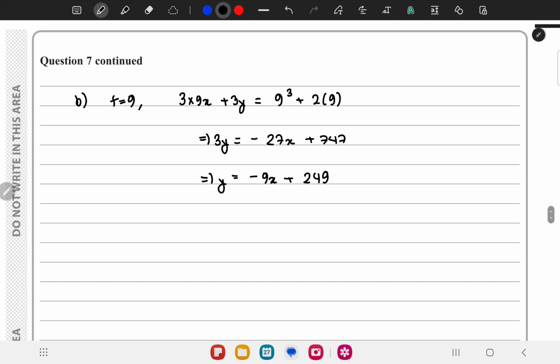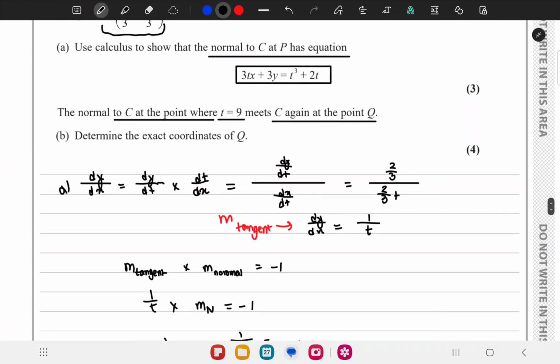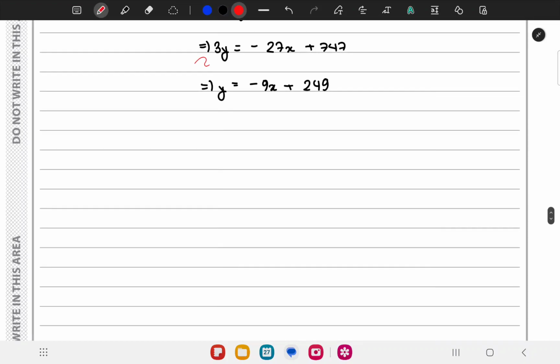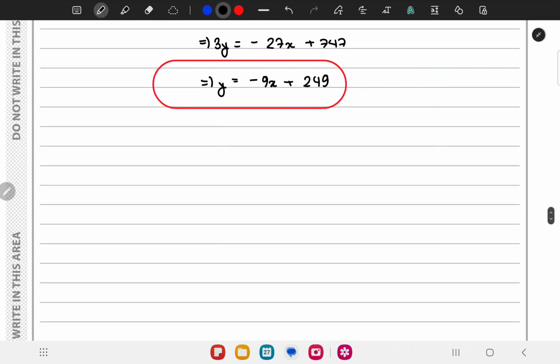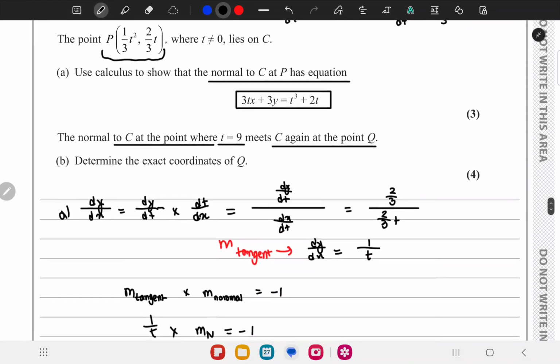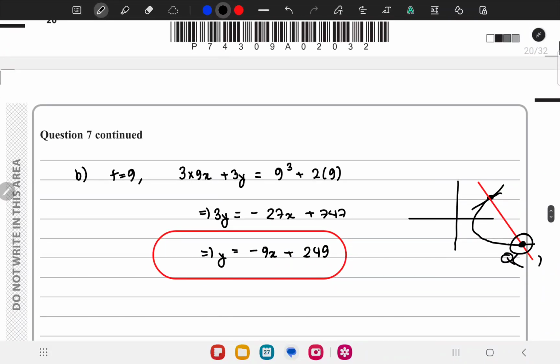Now there are two approaches to deal with this. We have found this equation, or this normal, to cut the parabola again. So if we visualize this, this is the parabola, this is the tangent, so this would be the normal. This goes and cuts the parabola again at this point Q, and we have to find the exact coordinates of this point.